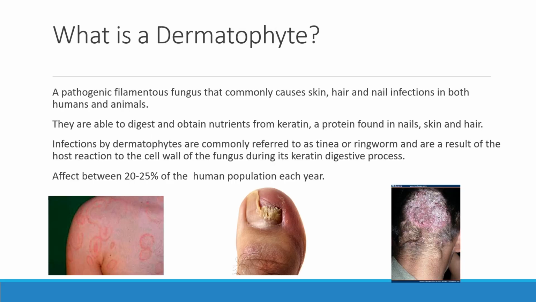So, what's a dermatophyte? Dermatophytes are pathogenic filamentous fungi that can commonly cause skin, hair and nail infections in both humans and animals. They are able to obtain their nutrients via the digestion of keratin, a protein that is found in nails, skin and hair. Infections by dermatophytes are commonly referred to as tinea or ringworm, and the disease that you can see below in those multiple body sites is due to a host reaction to the cell wall of the fungus while it's digesting its keratin. Generally around the world, 20 to 25% of the human population will have a dermatophyte infection each year.